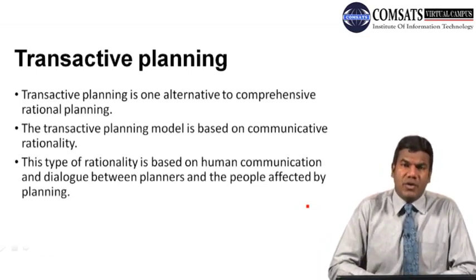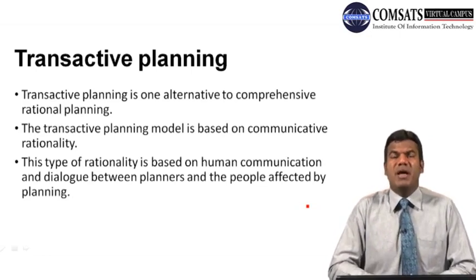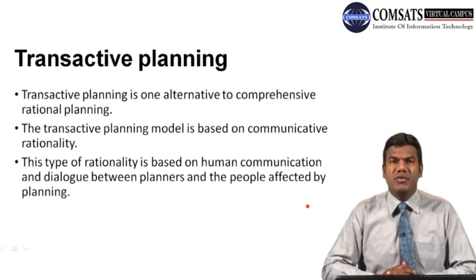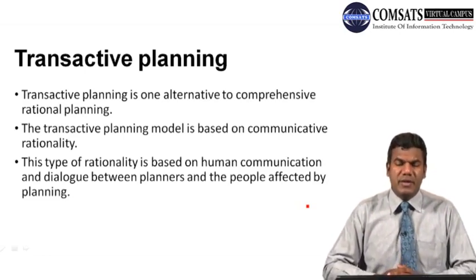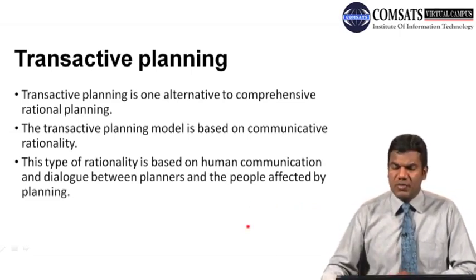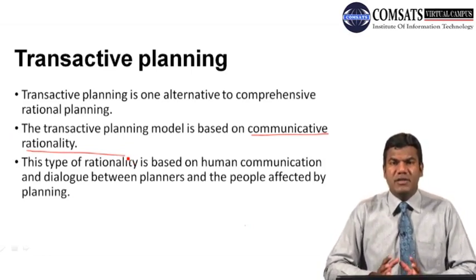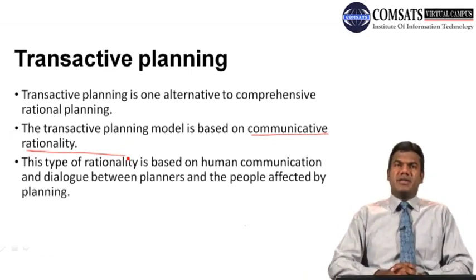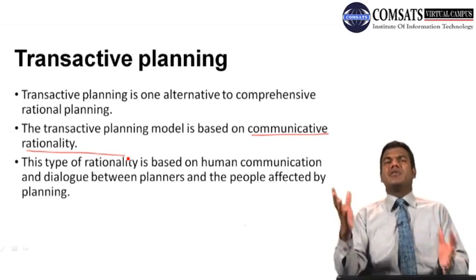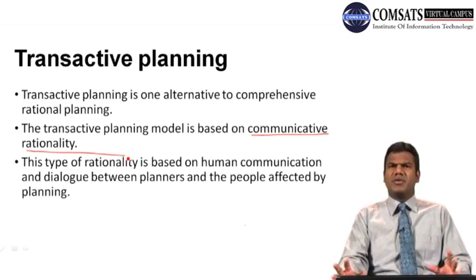So because of those loopholes, because of that one man planning, because of that one body planning, now we moved on to another form of planning, that is transactive planning. It is one of the alternatives to comprehensive rational planning, which is totally opposite. It's based on, the word is communicative rationality. Now in communicative rationality, in the start of the lectures when we started off this course, I talked about rationality, and economics always says that man is rational, and then I talked about whether he's really rational or not, that is a different controversy.